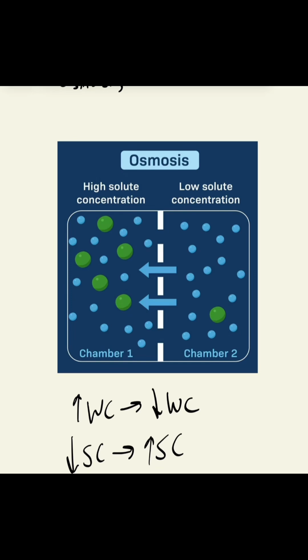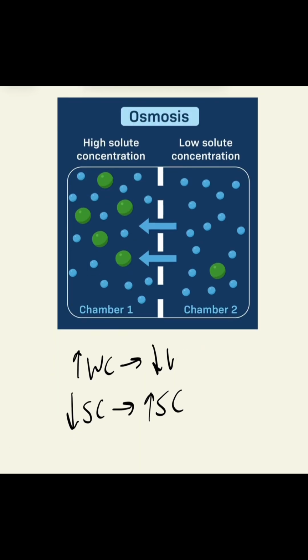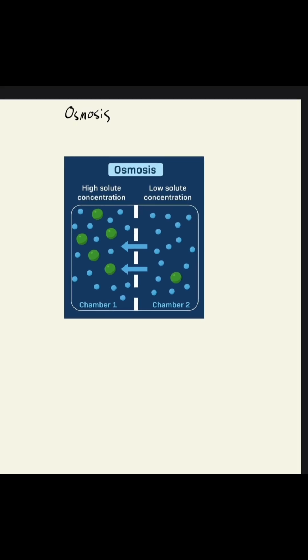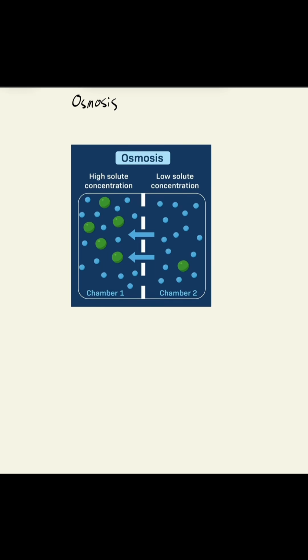Now let's talk about tonicity. The effect of osmosis on a cell depends on the tonicity of the surrounding solution relative to the cell's internal solute concentration. So in a hypotonic solution, where the external solute concentration is lower than inside, water moves into the cell by osmosis. So the cell swells and may lyse if the membrane cannot withstand the pressure.